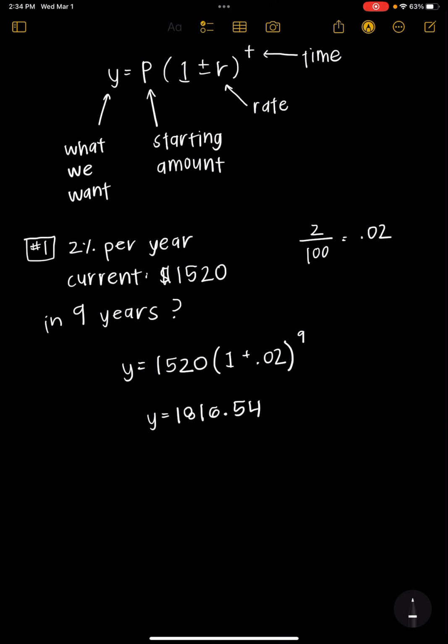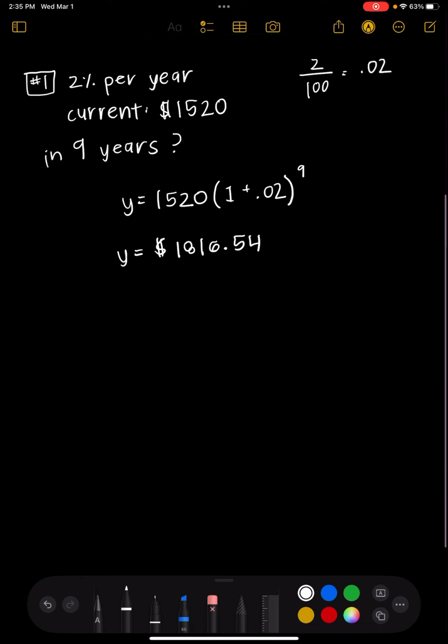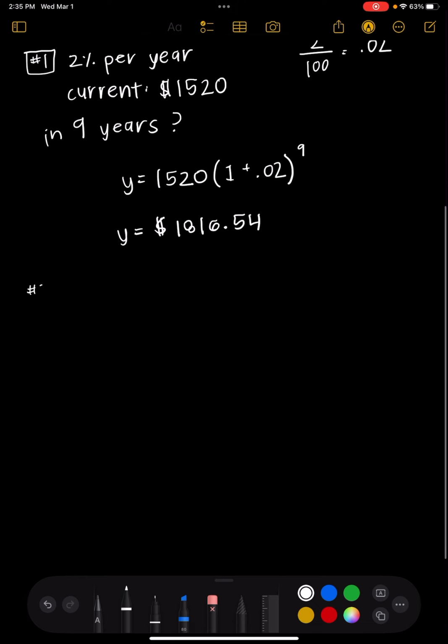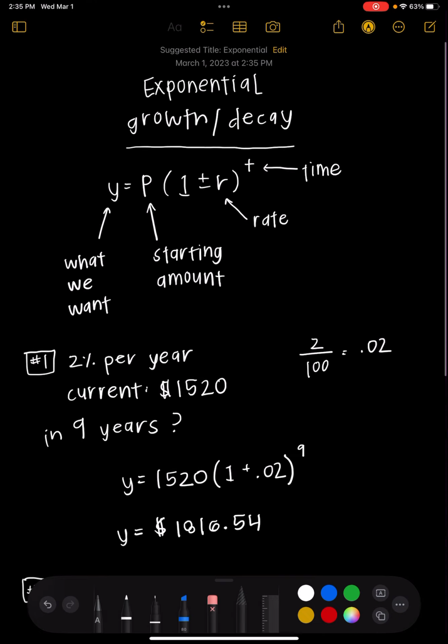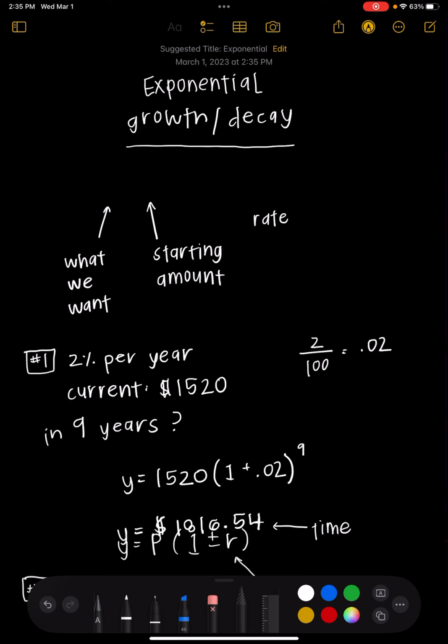1816.54, which means, and I should put the dollar sign on here, so let me do that. That means that if we have $1,520 with a 2% interest rate, in 9 years, you're going to end up with $1,816.54. Okay, let's go to the second example. And before I read it, I'm going to actually move this equation down so that we can use it.